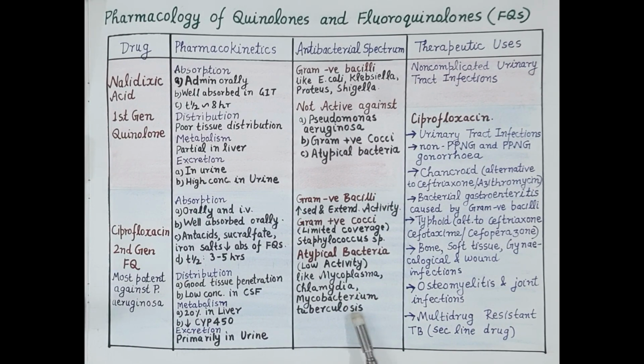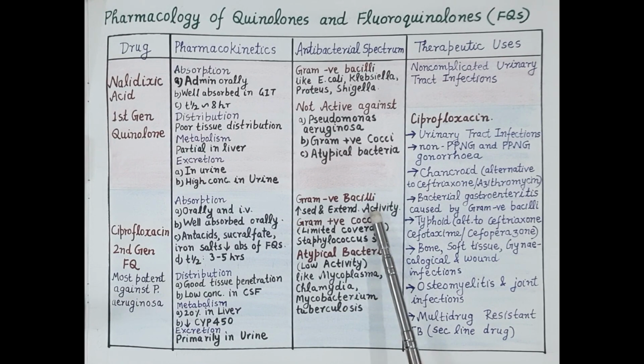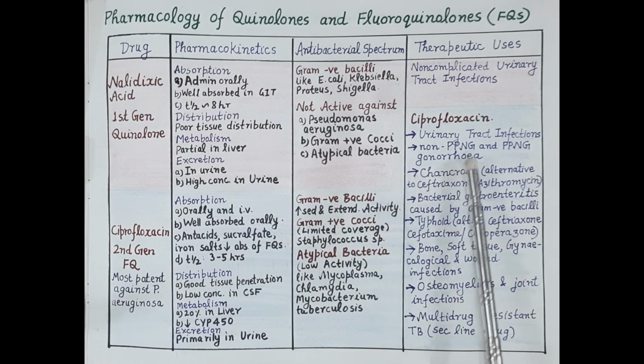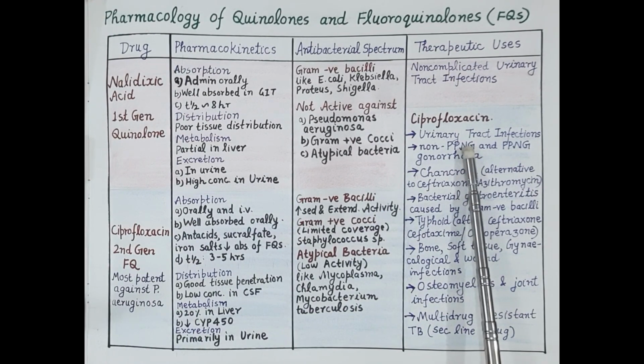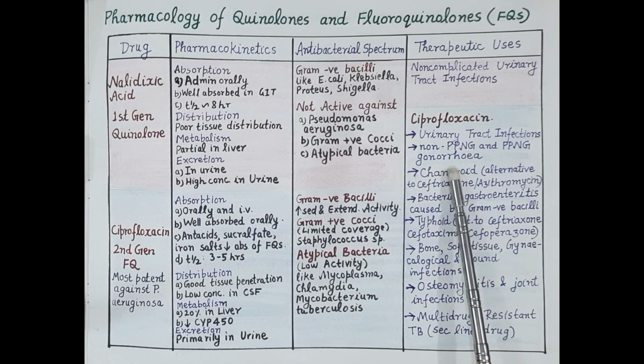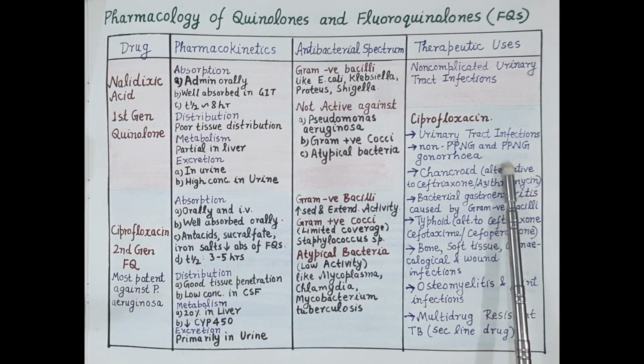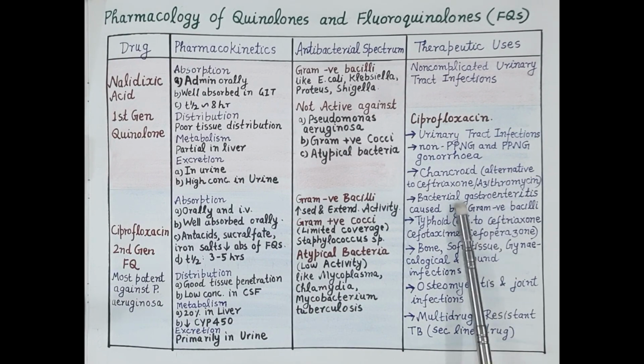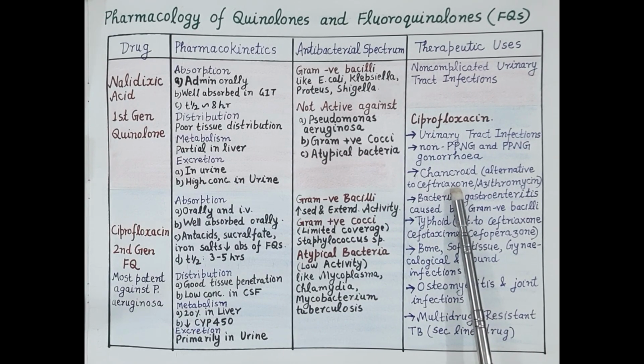So, ciprofloxacin is used in the treatment of infections caused by gram-negative bacilli, like urinary tract infections caused by gram-negative bacilli, then treatment of non-penicillinase producing Neisseria gonorrhea and penicillinase producing Neisseria gonorrhea. It can be used as an alternative to ceftriaxone or azithromycin in the treatment of cancroid. Now, cancroid is a sexually transmitted disease caused by gram-negative bacilli Haemophilus ducreyi.